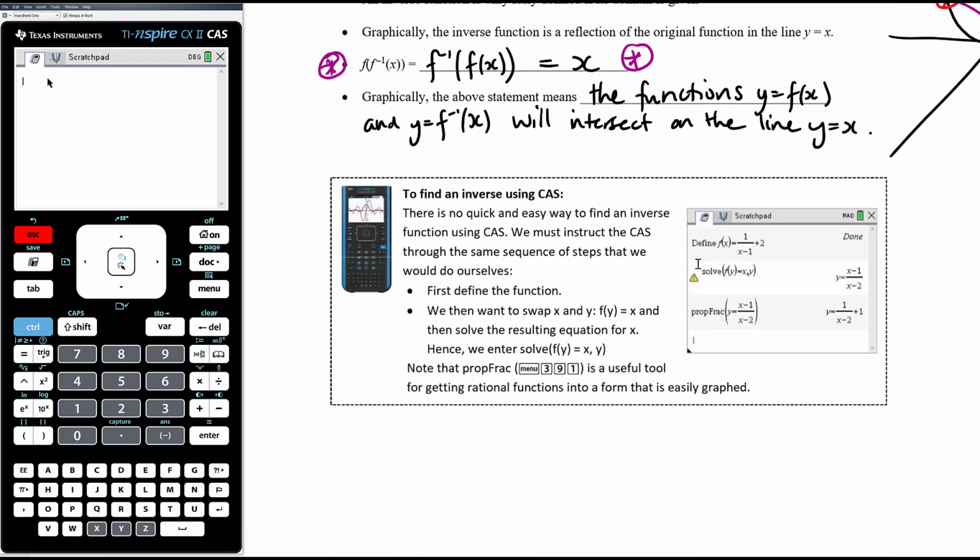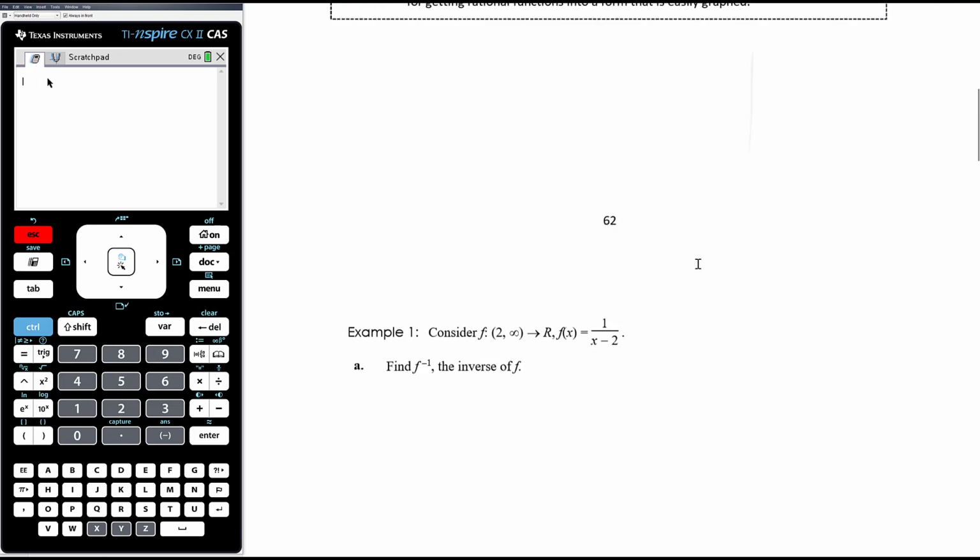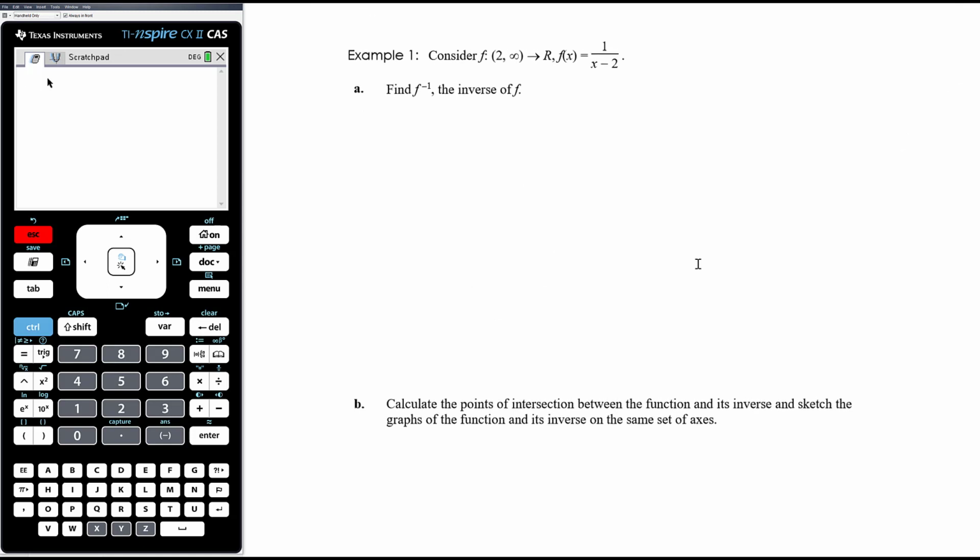To find an inverse using CAS, there's no special instruction to get your CAS to find the inverse. You just need to talk it through the algebraic instructions. So define your function and solve f of y equals x for y. Quite often it can give you quite unhelpful algebraic versions of the answer, and I generally find that finding an inverse function is quicker and easier to do by hand. Okay, let's have a look at some examples.